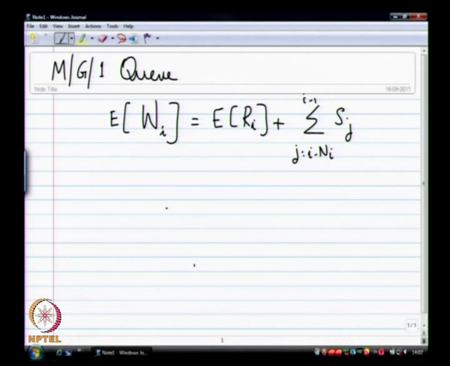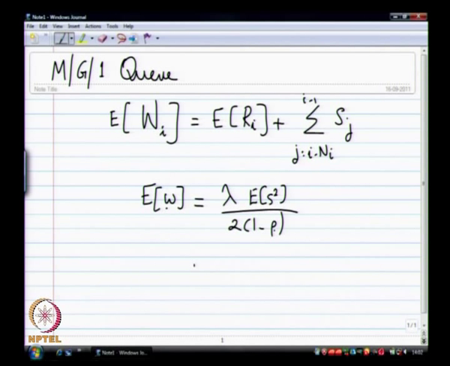So finally we derived our E of W. What was that? Lambda E of S squared divided by 2 over 1 minus rho. And then E of T, or E of R, is simply this plus 1 over mu. All that is the same. So this is a generic expression for any kind of distribution, whether it is Poisson or exponential service time and so on. Let us look at what this reduces to for exponential service time.